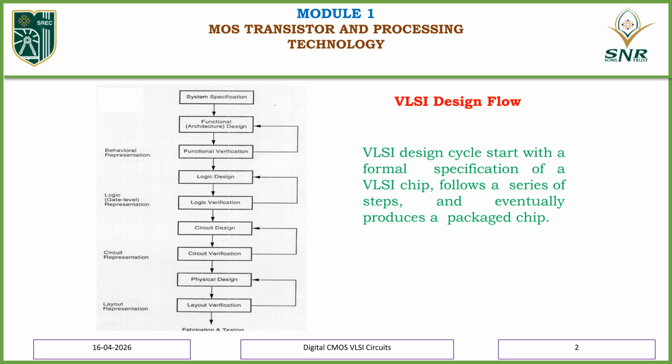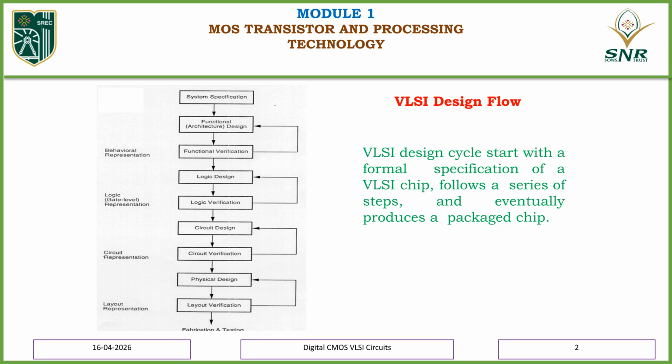We are focusing on Module 1, MOS Transistor and Processing Technology. The VLSI Design Flow begins with system specification, where functionality, performance, power, and area constraints are defined. This is followed by architectural design, where system-level decisions, such as data path and control, are established.